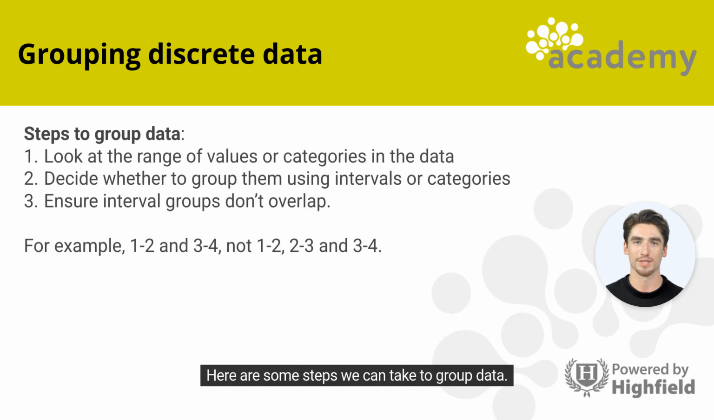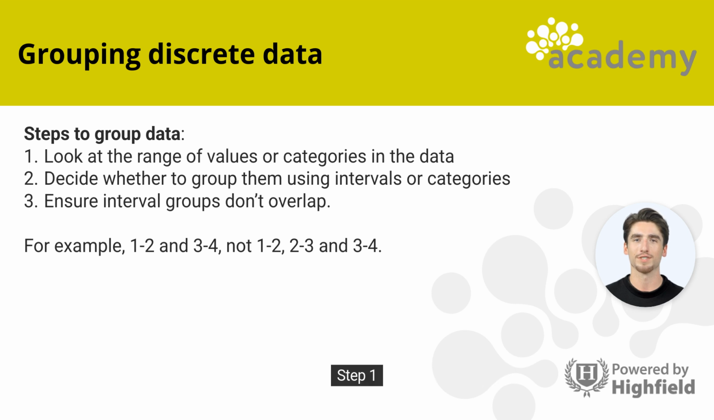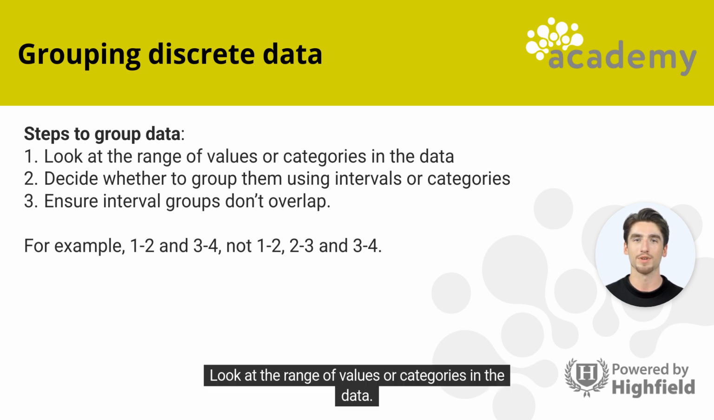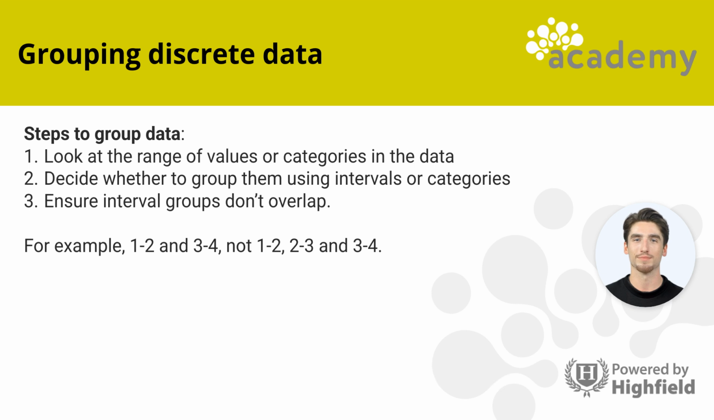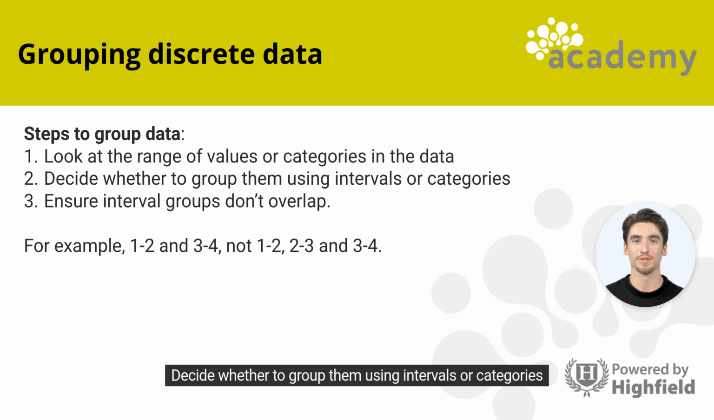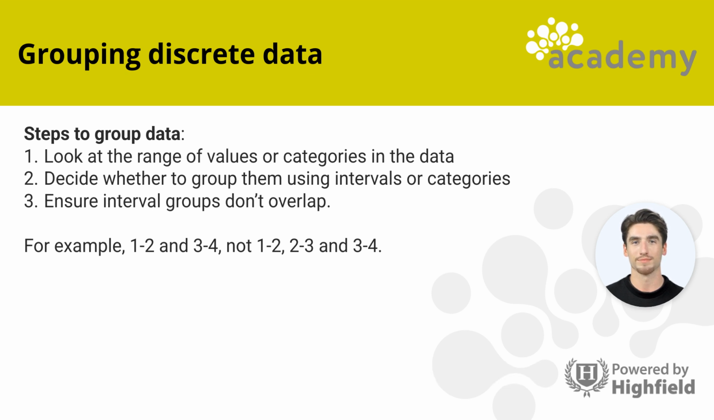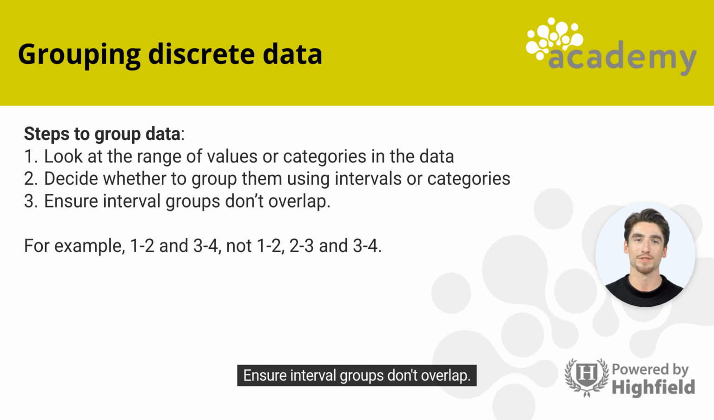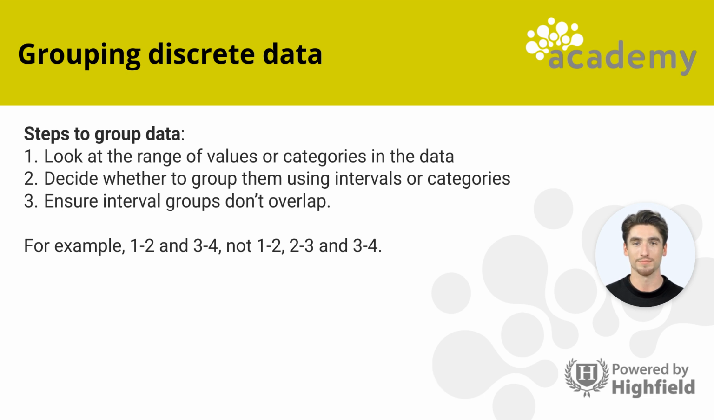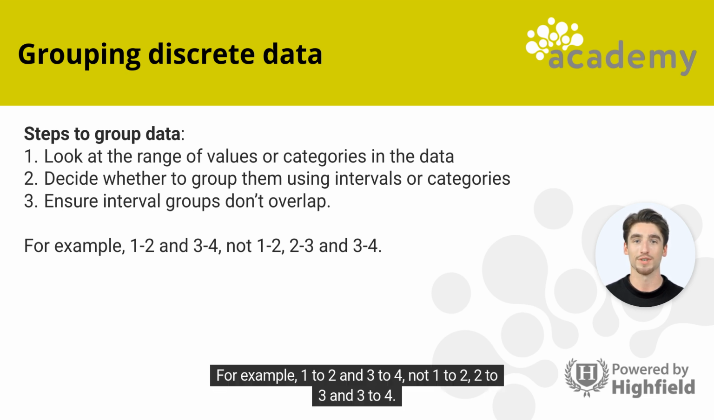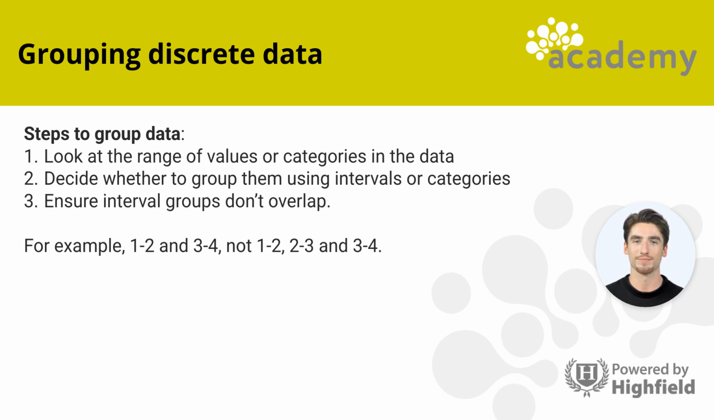Here are some steps we can take to group data. Step 1. Look at the range of values or categories in the data. Step 2. Decide whether to group them using intervals or categories. Step 3. Ensure interval groups don't overlap. For example, 1 to 2 and 3 to 4, not 1 to 2, 2 to 3 and 3 to 4.